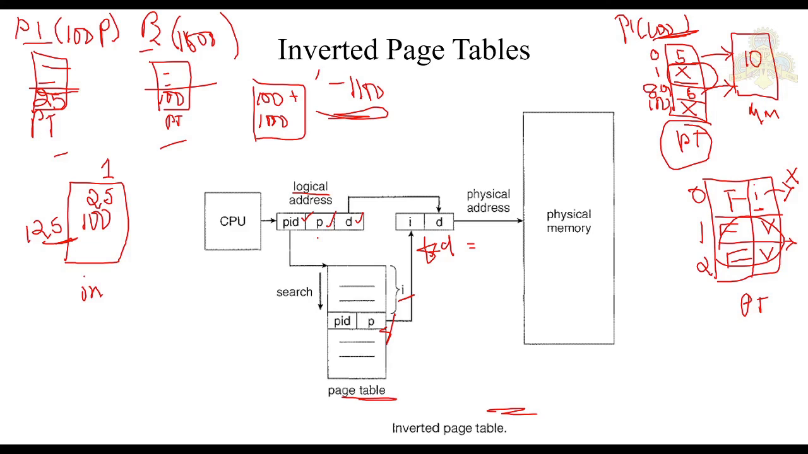So in the types or structure of page table, we have seen three types: hierarchical paging. Hierarchical paging is also called multi-level paging. You can have two-level paging, three-level paging, like that. Then we have seen hashed page tables. The last one we have seen is inverted page tables.